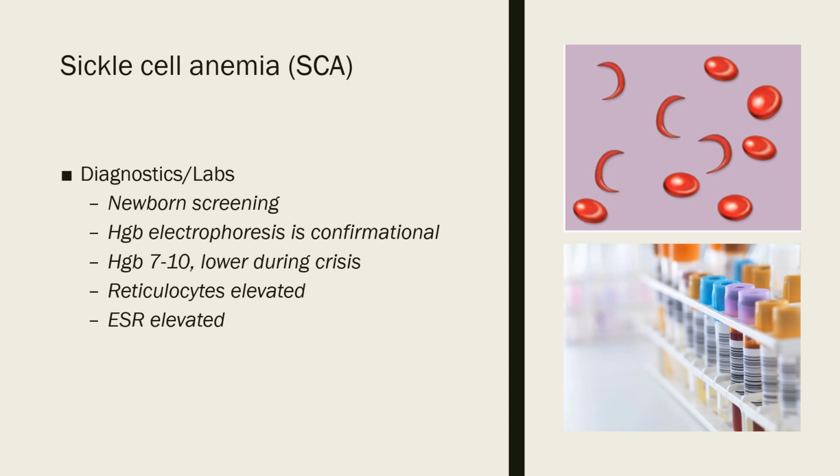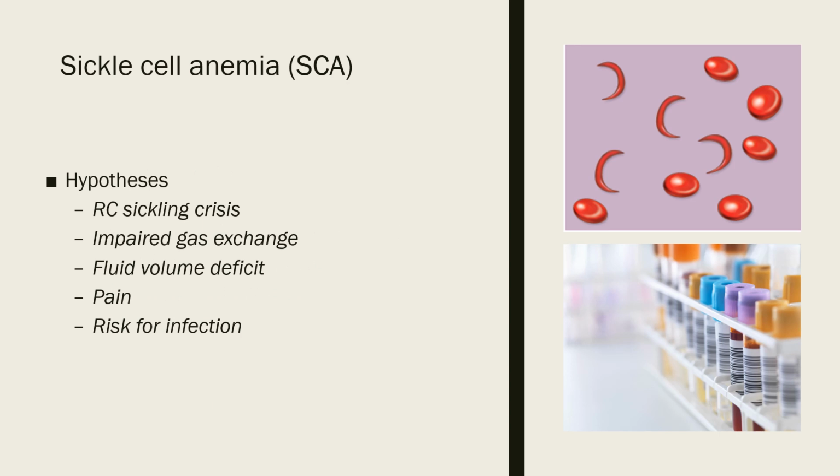The reticulocytes are elevated, and the SED rate is elevated. These are things we normally see in the diagnostics and the labs. If we are concerned about a patient developing acute chest syndrome, we need to have a chest x-ray. These are some of the hypotheses for sickle cell patients.